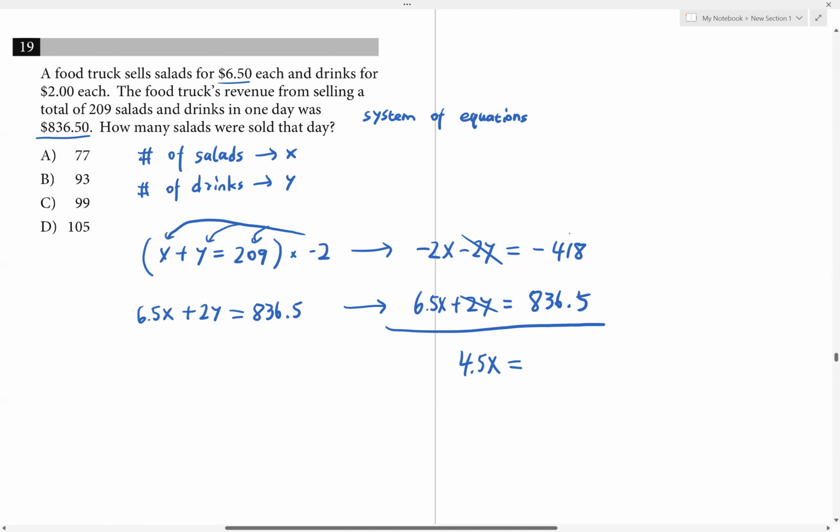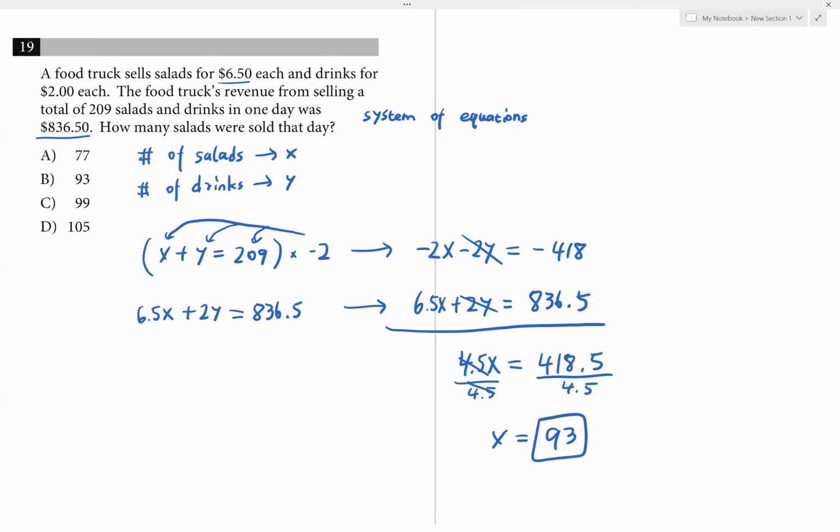And then on the right side, we have to add these two numbers as well. Negative 418 plus 836.5 is 418.5. And then to solve for X, we divide by 4.5 on both sides. You should get X equals 93. And that should be our answer, the number of salads that we have. So B will be the answer.